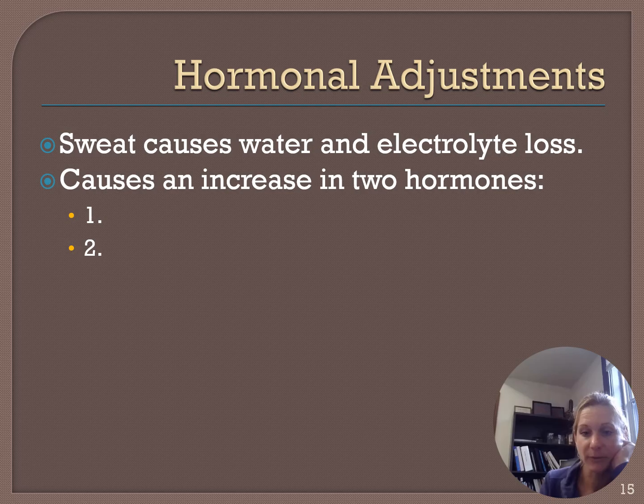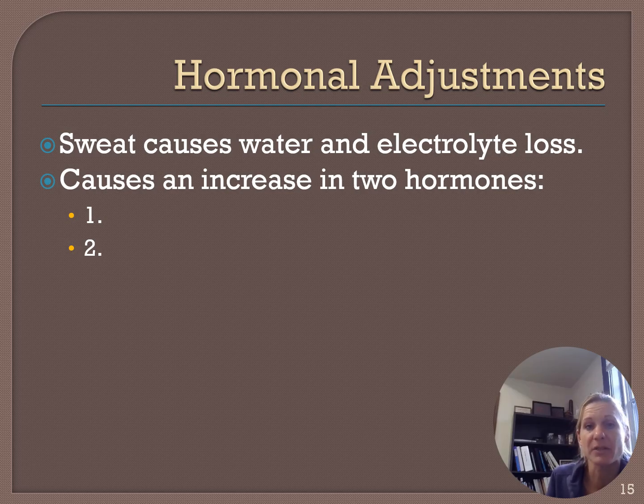So we have a couple different hormones that are going to play an important role in terms of adjusting based on what's going on as it relates to sweat and heat and exercise. Okay, so sweat causes water and electrolyte loss, and this becomes a huge concern for us if we're doing prolonged exercise or in a hot environment. Okay, so again, what we will do is we'll increase the release of two hormones. We'll release aldosterone and we'll release ADH.